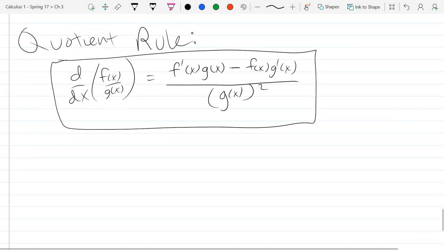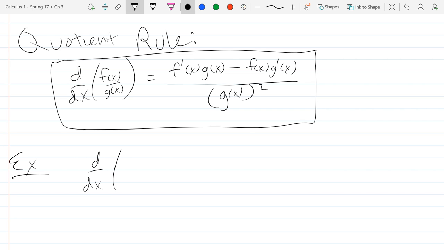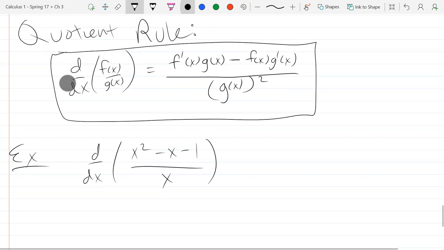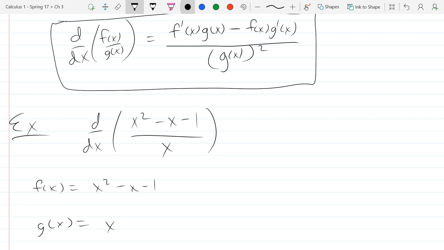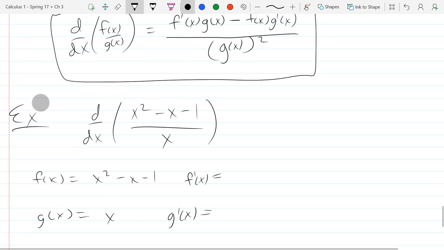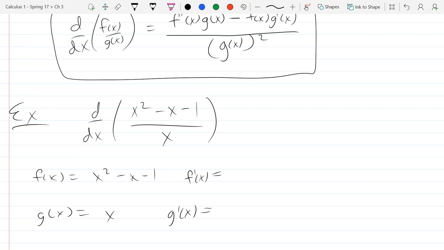And let's go ahead and use it for this problem. So I put a super easy function in the denominator. Just like your first chain rule, write out this is f of x, and it's g of x, so f of x numerator, g of x denominator. You need an f prime and g prime. And then put them back into the quotient rule. And simplify at the end, you know, combine like terms, all that fun stuff.